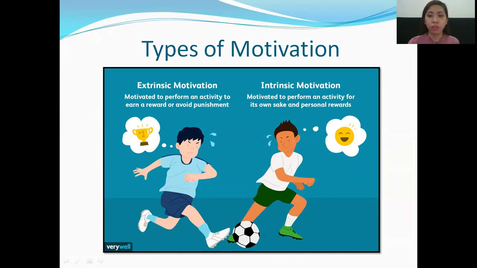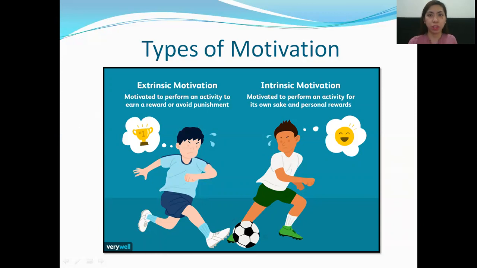Psychologists have proposed different ways of thinking about motivation, including looking at whether motivation arises from outside or inside an individual. Motivation that arises from outside an individual is what we call extrinsic motivation. Extrinsic motivation is when we are motivated to perform a behavior or engage in an activity because we want to earn a reward or avoid punishment.